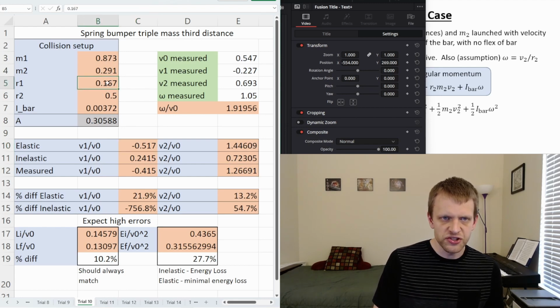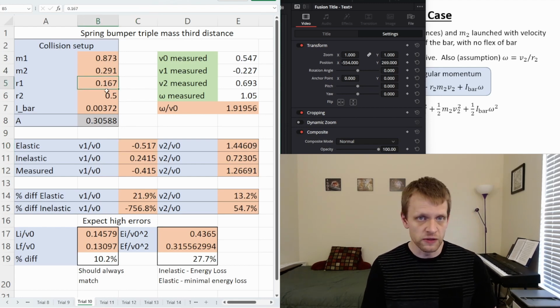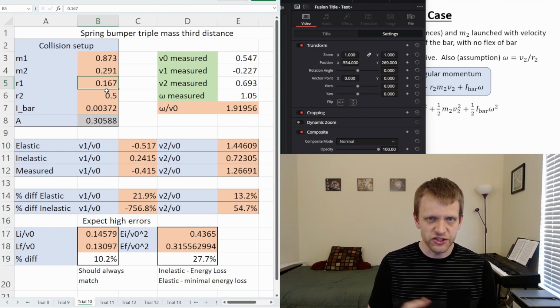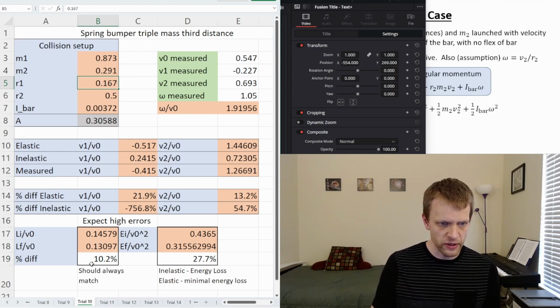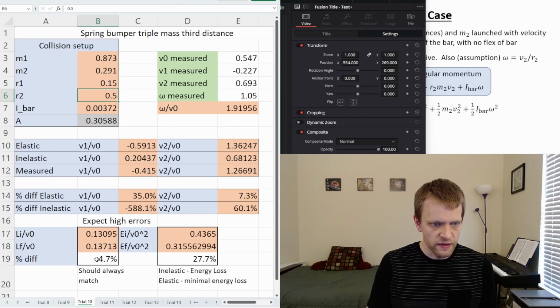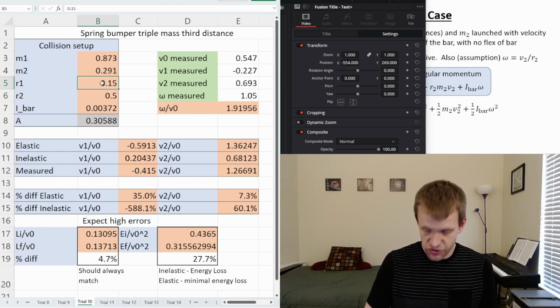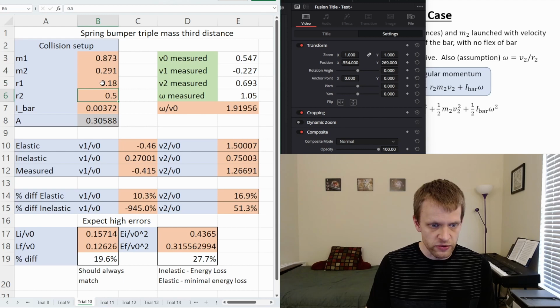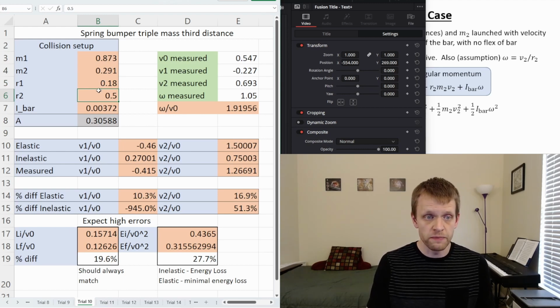Now notice, let's say I measured this R1 distance to be off a little bit. I can change that a little bit and see how much that would affect my percent difference. In this case, since this R1 value is kind of small, let's say I just went to 15 centimeters. That actually throws our numbers off quite a bit, or if I went to 18 centimeters, it throws our numbers off quite a bit more.